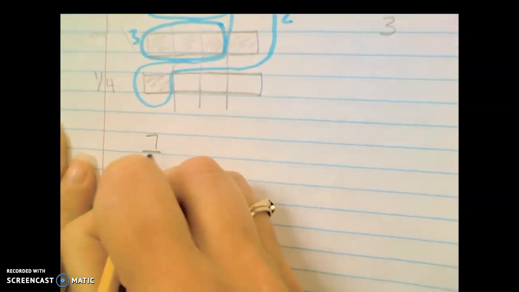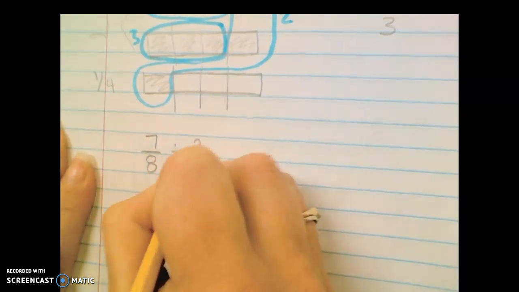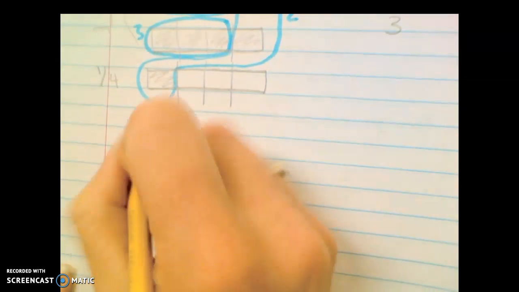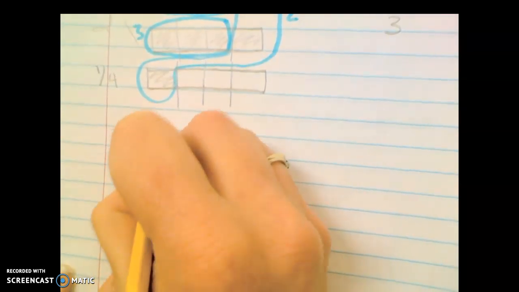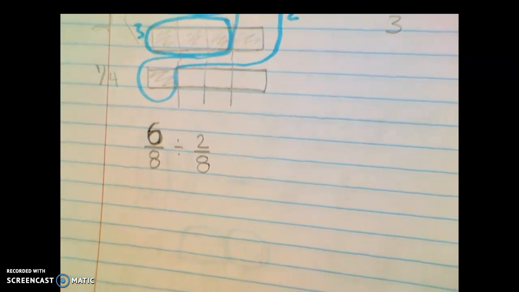Let's try another one. I know you love these. Again, do this one on your paper. See if you can find the answer. So after I write it, pause, think about what your answer would be, and then come back to see if you are correct. So if I have 7/8 divided into 2/8, how many groups of 2/8 are in 7/8? And actually I don't like that one, so we're going to change it first. Let's try this one. 6/8 divided into 2/8. So how many groups of 2/8 are in 6/8? So find the answer for me and also draw the model for me.